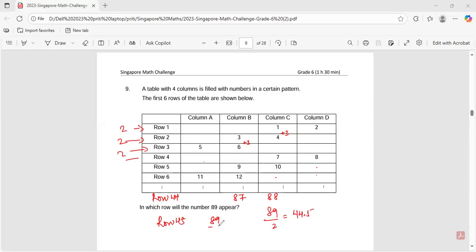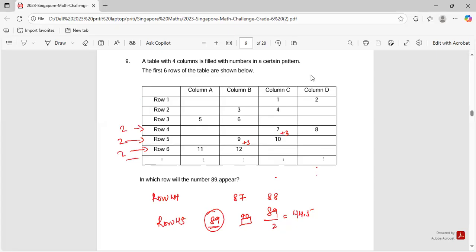So in row 45, you'll have 89 and one more number. Or say you'll have 89 and 90. So the question is saying, in which row will 89 appear? So 89 will appear in row number 45. That will be the answer.